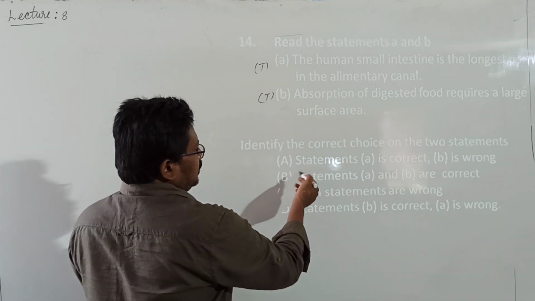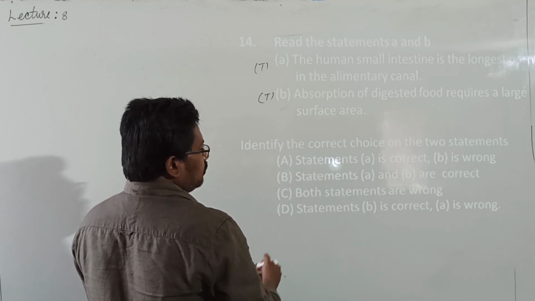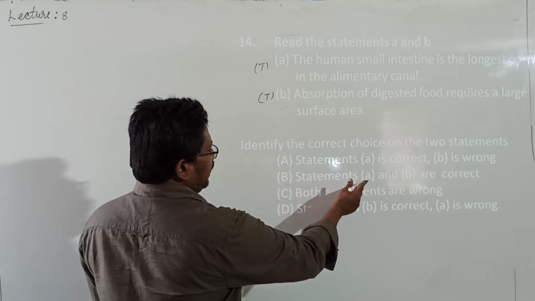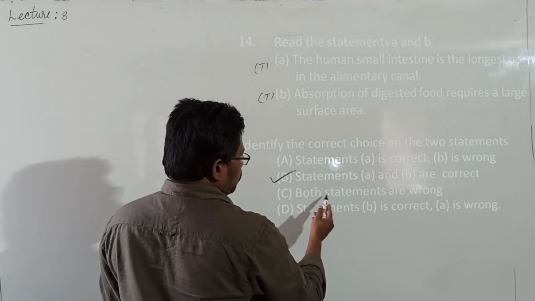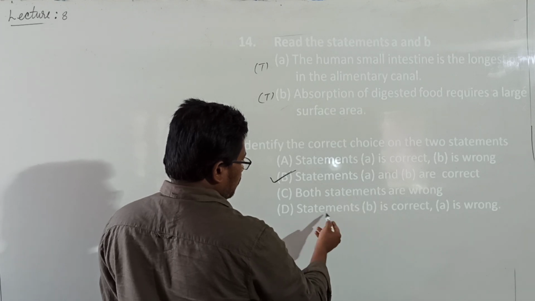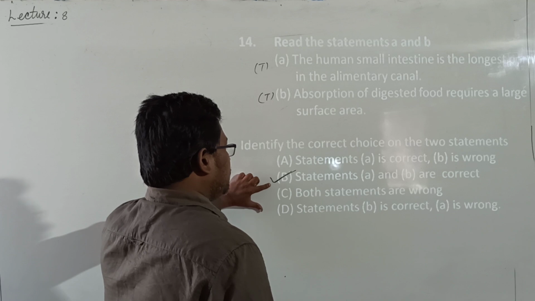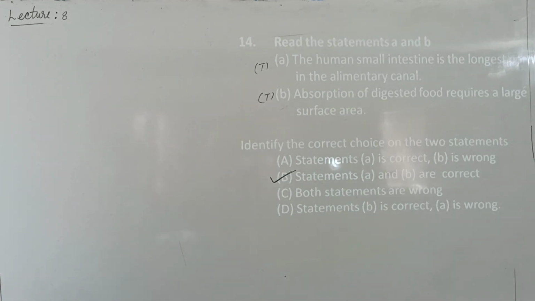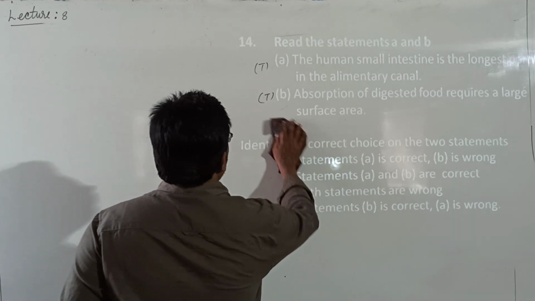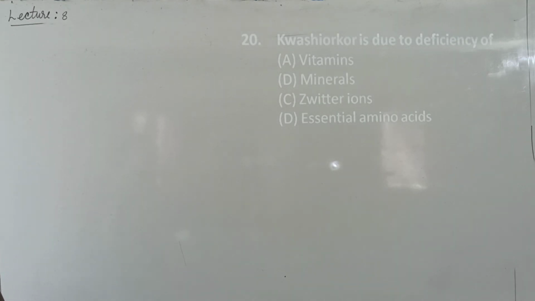So both statements A and B are correct. So this is the option. You need to take the option stating that both statements are correct. So right, the next one.